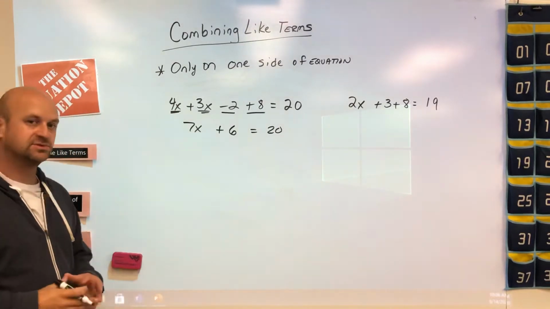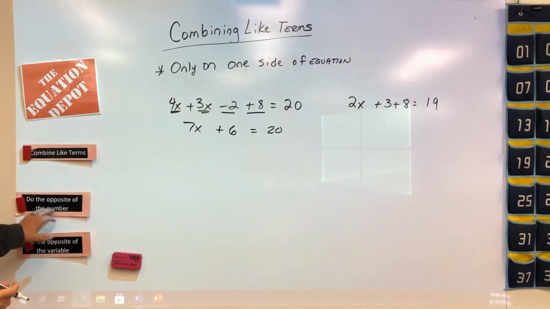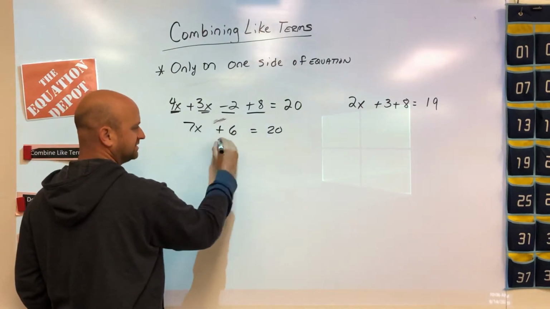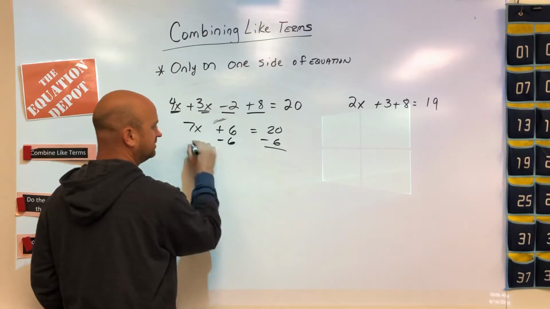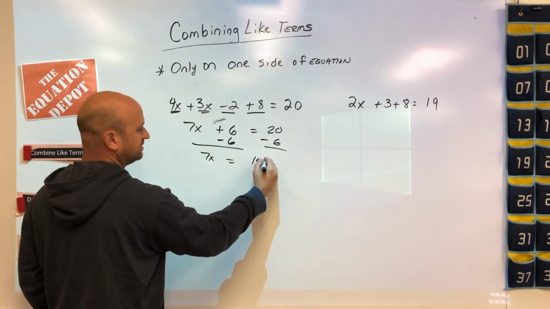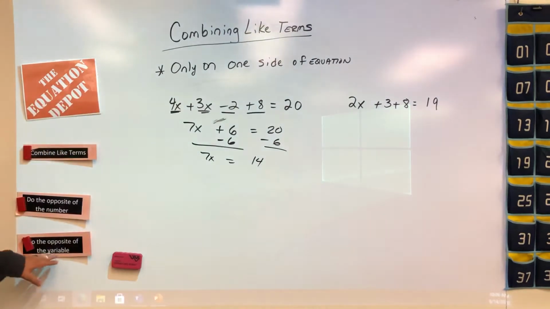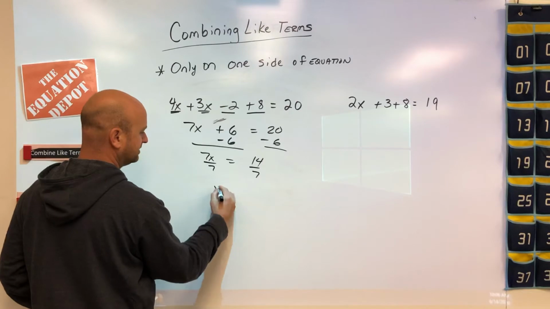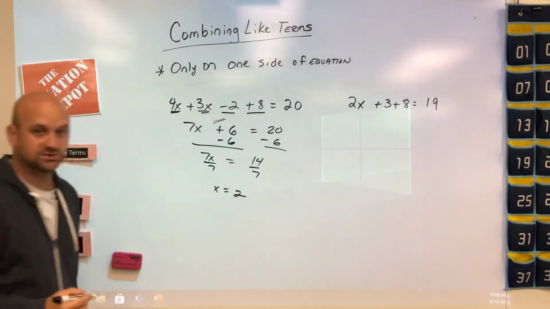Now this becomes a two-step equation. So in our two-step equation, we're going to do opposite of the number. So this number here is +6, so the opposite would be a -6. So that leaves us with 7x on this side and 14 here. The last step then is do opposite of the variable. And in this case, we divide by 7, and we get x is equal to 2.